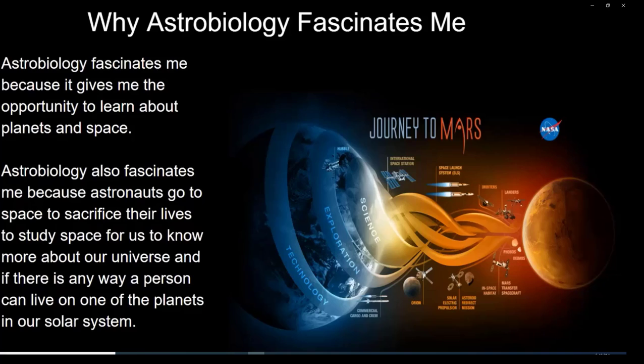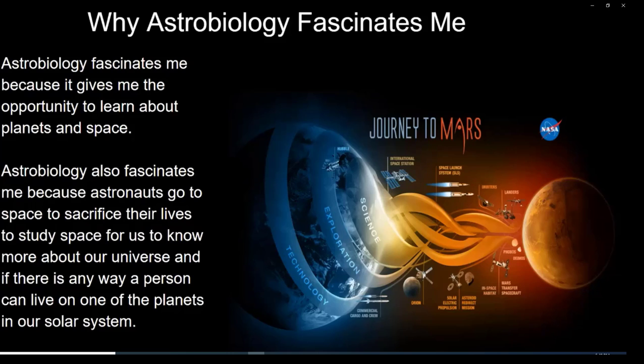Why astrobiology fascinates me. Astrobiology fascinates me because it gives me the opportunity to learn about planets and space. Astrobiology also fascinates me because astronauts go to space to sacrifice their lives to study space for us to know more about our universe and if there is any way a person can live on one of these planets in our solar system.